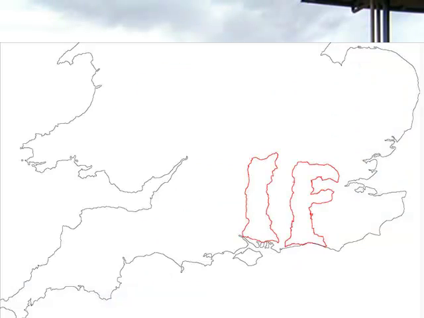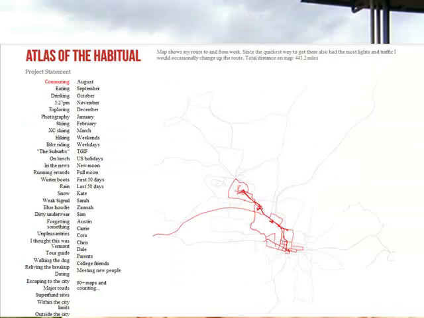Well, okay, these letters were huge, though. They were about 300 kilometers from north to south. So they were enormous, and it required quite a bit of forethought to get these shapes exactly right before the person went out with the GPS receiver. Also, take a look at this, Atlas of the Habitual, which tracks one person's movement over 200 days.